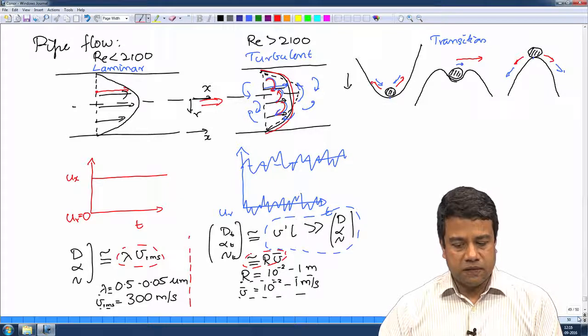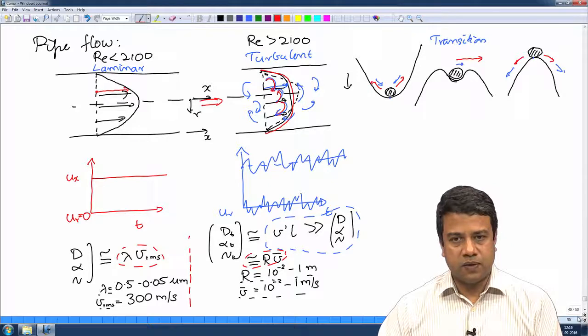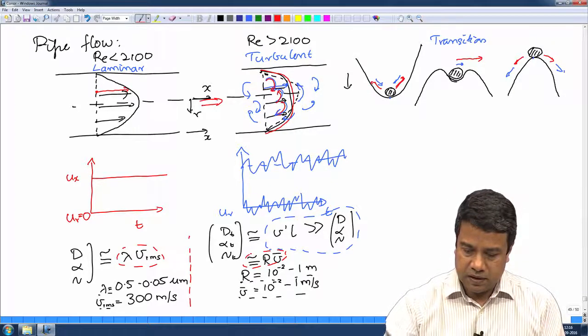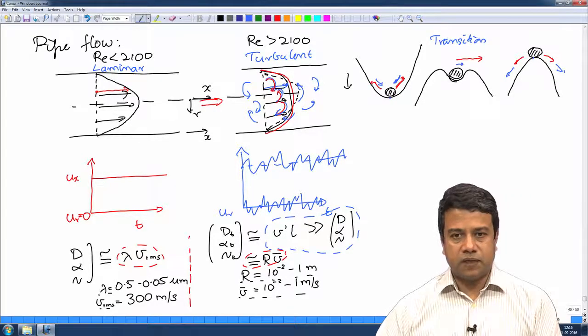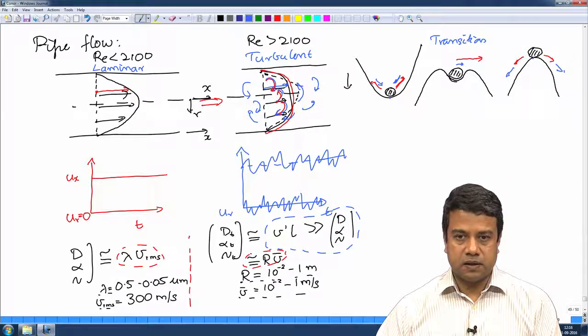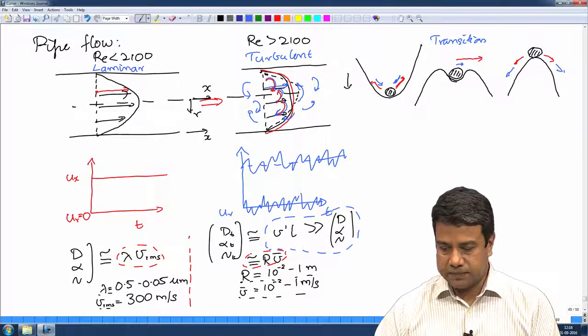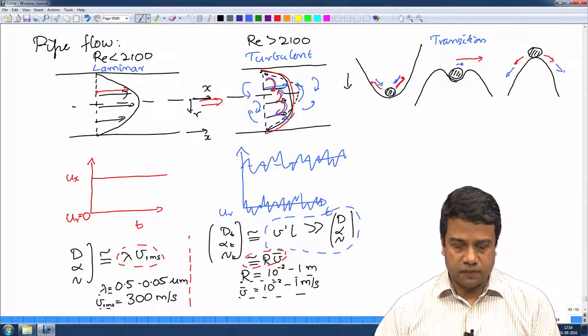Even though the laminar flow is a solution of the momentum equation at all Reynolds numbers, it is not a stable solution. Below a Reynolds number of about 2100, it is stable, so that if you put a small perturbation, the system actually comes back to its original state. Above 2100, if you put a perturbation and if that perturbation is sufficiently large in amplitude, the system does not come back to its original state. And that is what causes the transition to a turbulent flow.